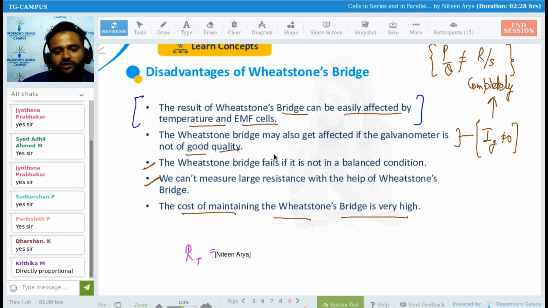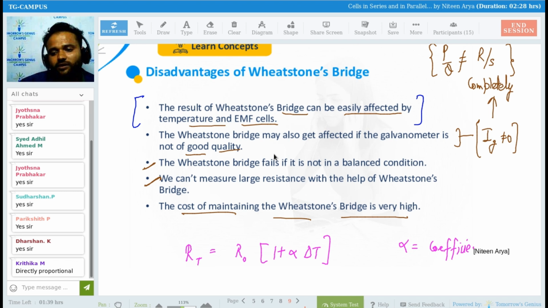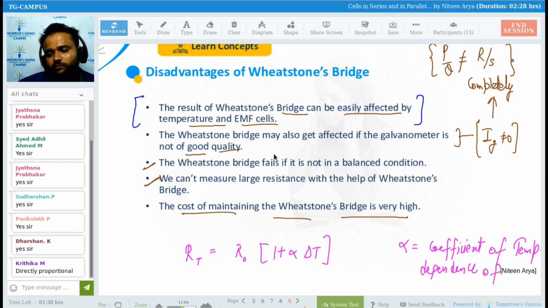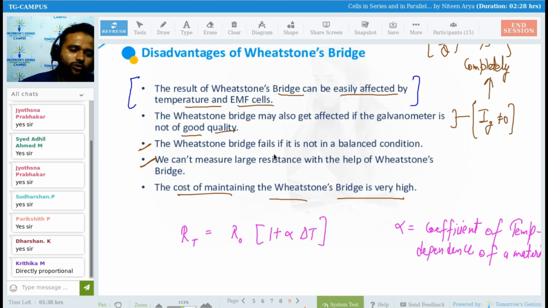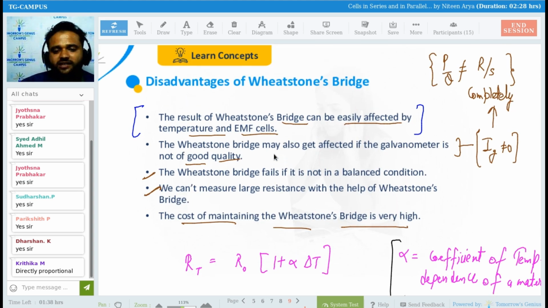RT, the resistance at any temperature, is nothing but R naught (1 plus alpha delta T), where alpha is the temperature coefficient, the coefficient of temperature dependence of a material. It is different for different materials. What we get from this relation is that the moment you increase temperature, the resistance automatically changes, and we cannot fulfill the KVL condition, as simple as that.